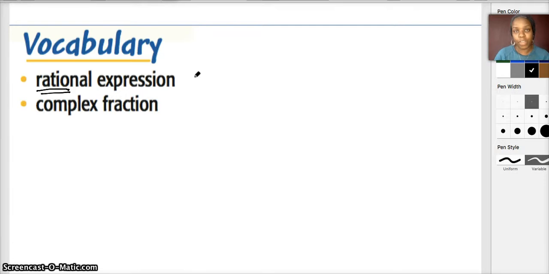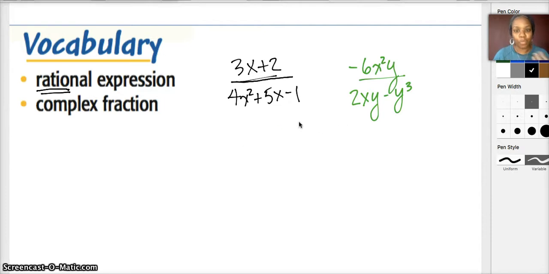So any number that can be written as a ratio of integers, or a fraction with a numerator that's an integer and a denominator that's an integer, is a rational number. And a rational expression is similar in that if you have an expression that's written as a ratio of two other expressions, that's a rational expression. For example, these two expressions are rational expressions as they're written in fraction form. So that's a rational expression.